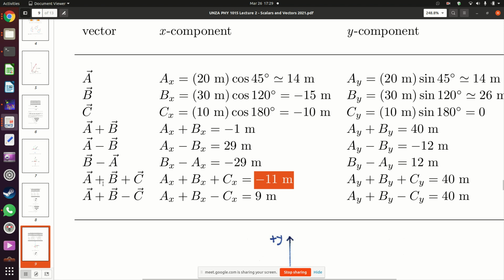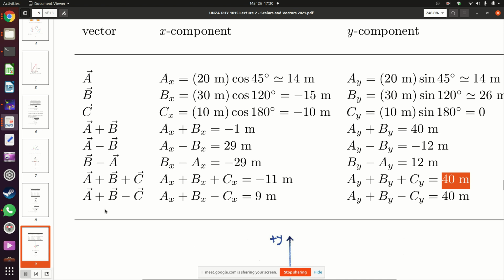Then, how much is A plus B plus C along the y-axis? You find that by adding the y components of these vectors. So that is Ay plus By plus Cy. Ay in this case is 14 meters, then plus By, 26 meters, then plus Cy, which is 0. So 14 meters plus 26 meters plus 0 gives you 40 meters.